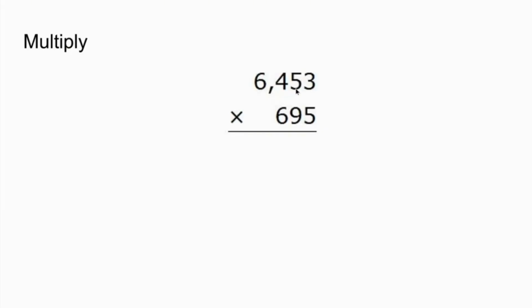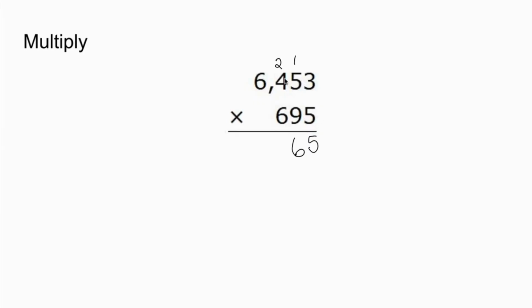Multiply 6,453 times 695. When multiplying a 4-digit number to a 3-digit number, start out with your bottom number, go to the ones place value, and multiply that 5 to every digit right to left, knowing we're probably going to have to carry over. So let's do that. 5 times 3 is 15. Write out a 5, carry over a 1. 5 times 5 is 25. 25 plus 1 is 26. Write out your 6, carry over a 2.